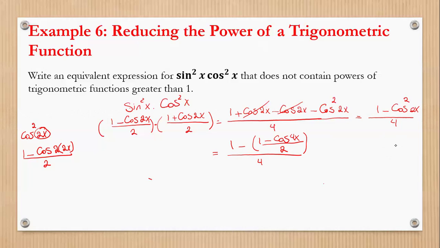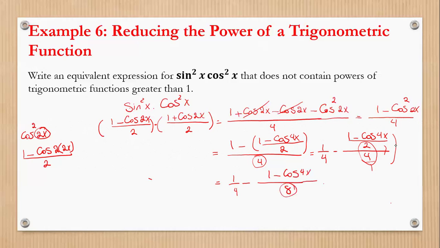So we have one single term here. Let's just separate the fraction to make it easier. So we have 1/4 minus, and we can multiply these two. We get 1 minus cosine of 4x over 8. One single term on the denominator, we can separate the fraction again, but don't forget 1/4 still is the first term.